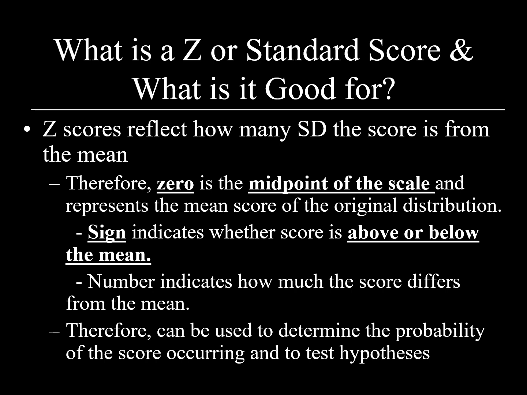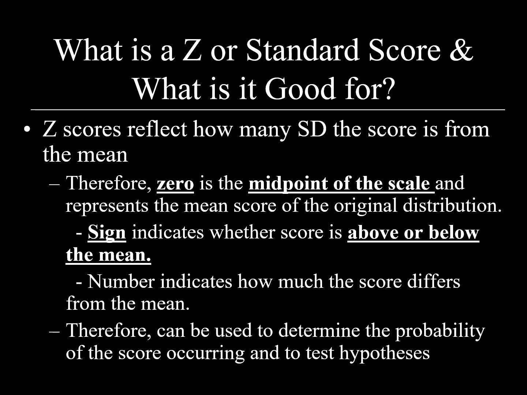Therefore, 0 is the midpoint of the scale and represents the mean score of the original distribution. So basically, if you have a Z of 0, you know that person, whatever that measurement was, performed dead center of the normal distribution. In other words, half the people were above them, half the people were below them.